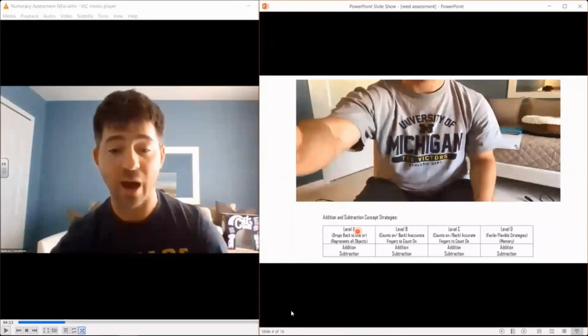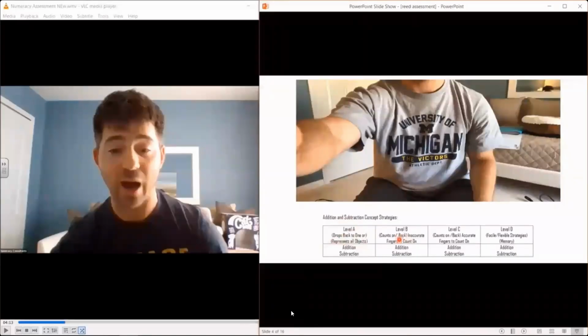Okay, and just to go through, I want to explain this too. So level A, if they count from 1, it's considered a drop back. If they build it, have to physically see both numbers, 6 and 8, and then count on, that's re-representation, that's level A. Here's what's interesting. They can get the right answer for level A, and that's it.